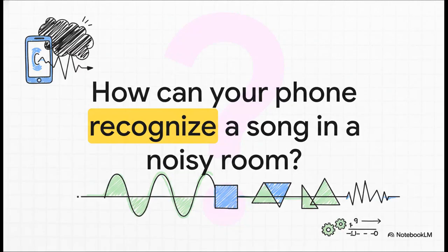I mean, have you ever really stopped to think about how that works? It seriously feels like magic, right? How can your phone listen to this total jumble of sound, people talking, cars honking, and instantly pick out one specific song? Well, the answer isn't magic, it's math. And to get it, you first have to see the world like a computer does.